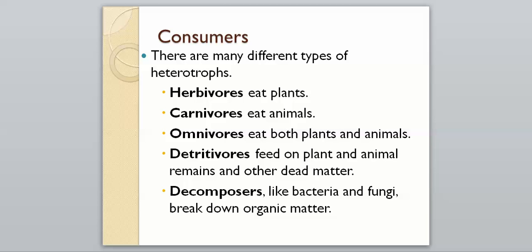A new one would be detritivores, and these feed on plant and animal remains and other dead matter. This would be like a vulture or something like that that feeds on roadkill. And the last one are decomposers, and these break down organic matter. These would be things like bacteria and fungi that break down things so we can use them.